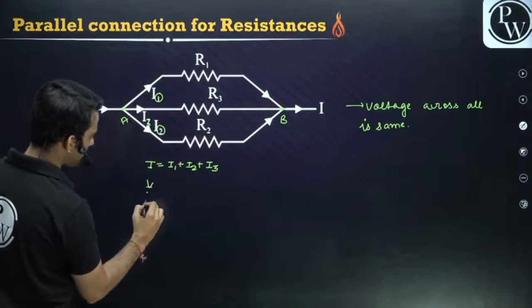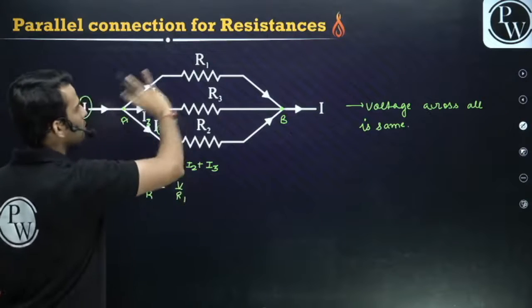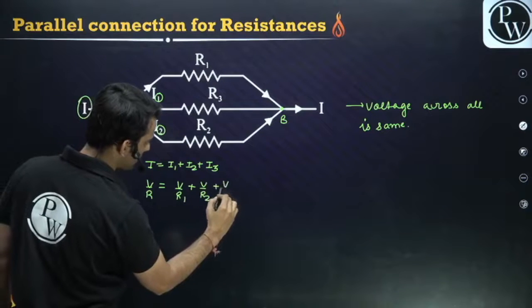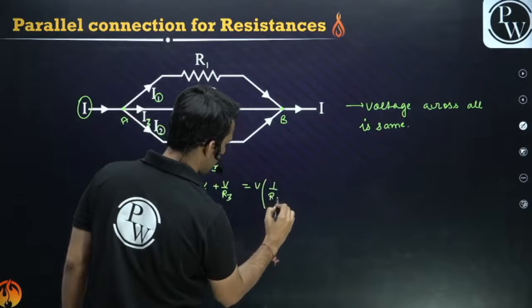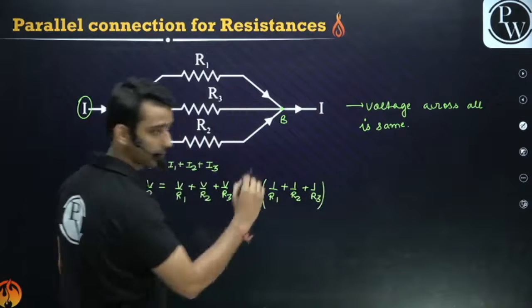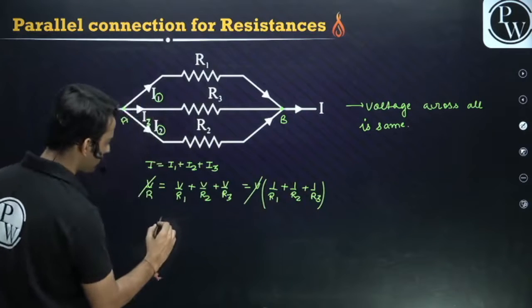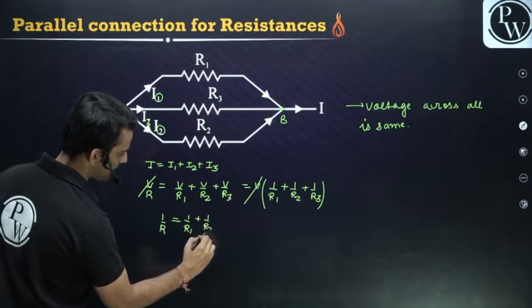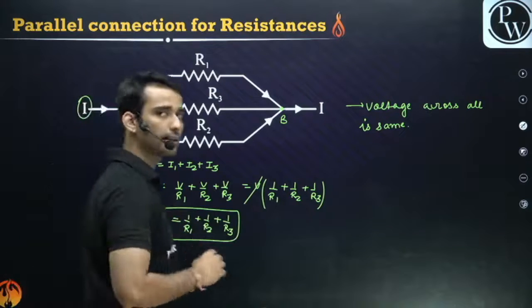So I is nothing but V by R, where R is the effective resistance. I1 is V by R1. Let's say voltage across all is V. By Ohm's law, I2 is V by R2. I3 is V by R3. So if I take V common, it is 1 by R1 plus 1 by R2 plus 1 by R3. Clear? So if V is cancelled, obviously, from here, 1 by R is 1 by R1 plus 1 by R2 plus 1 by R3. Okay, guys, this is for the parallel combination.